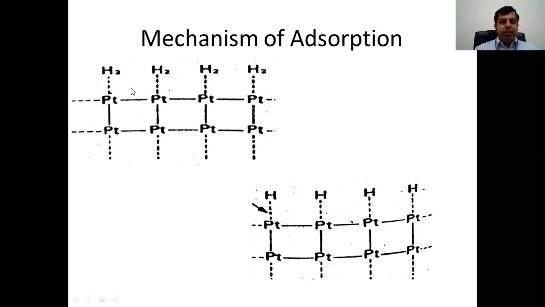So what is important over here? Here you can see this is a permanent bond because platinum is a metal and there is a metallic bond between the platinum atoms, but between the hydrogen gas and the platinum, these are temporary bonds. And similarly, between the hydrogen and the platinum, it is a temporary bond.